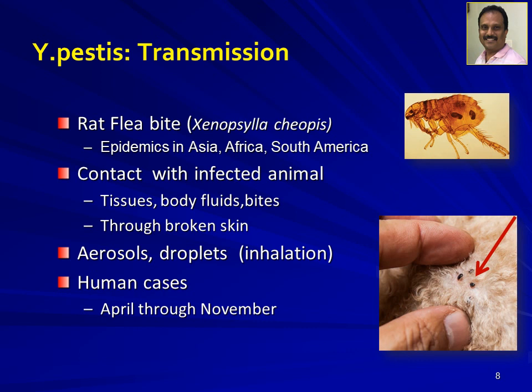This bacteria can also enter the body through broken skin. These cases are epidemic in Asia, Africa, and South American countries. The aerosols and droplets are also infectious by means of inhalation. Human cases are commonly seen during the months of April to November. And the disease cycles are seen in two cycles.